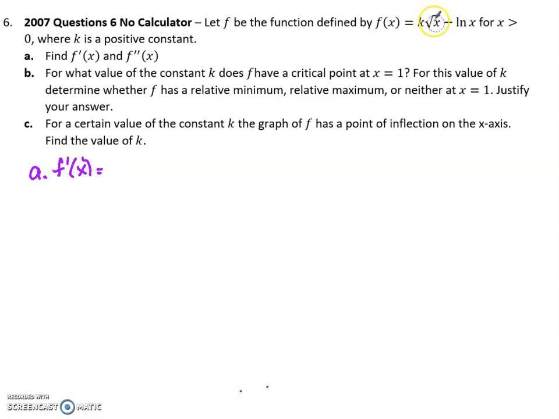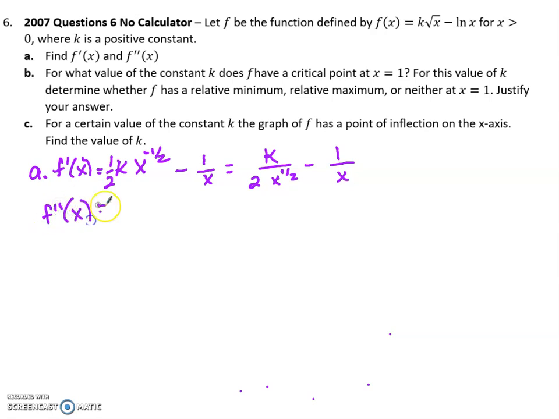So the derivative here, well, this is really like k times x to the 1/2, right? So I really have the 1/2 coming out front. My x would go down by a power. And then the derivative of ln x is 1 over x. So if I simplify that a little bit, I get k over 2 times x to the 1/2 minus 1 over x.